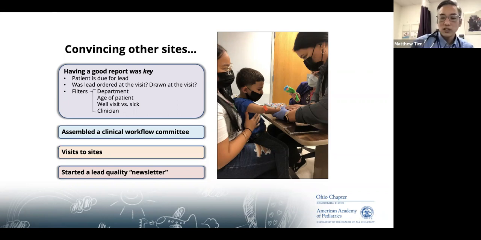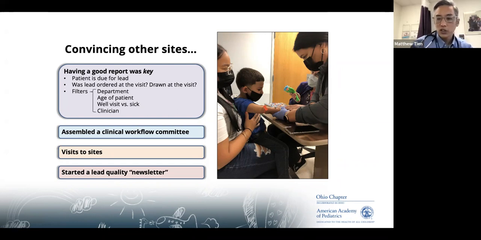So that way, if a particular site was not doing well, we could see, oh, is it just this one department in the site that's having trouble? Is it because of age, you're doing a great job at 12 months, you're doing a bad job at 2 years? Is it because you always remember to do it at a well visit, but you always forget to do it at a sick visit? Is one clinician in particular not good at remembering to order the test? So we could use those filters to drill down and figure out what was going on.